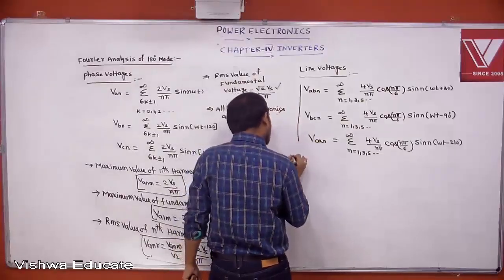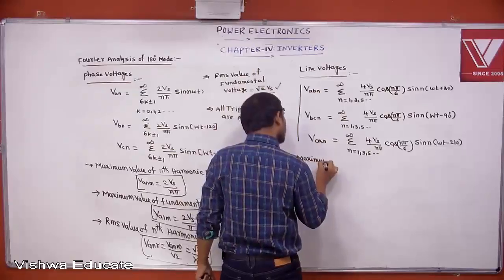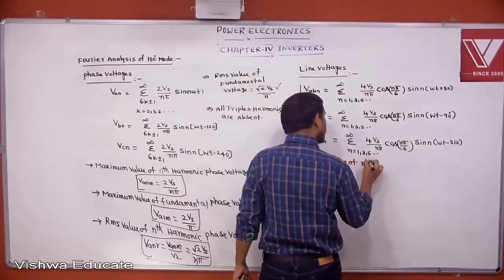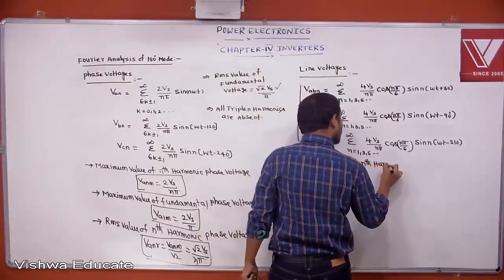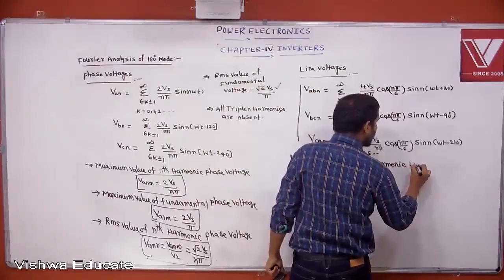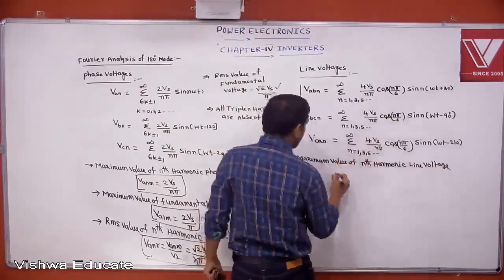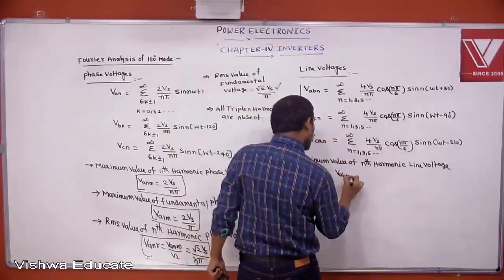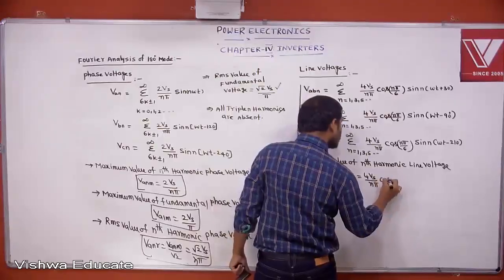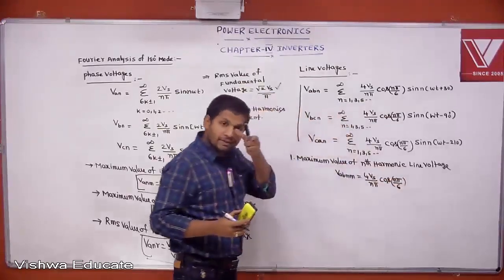For example, maximum value of nth harmonic line voltage. You tell me. How much? VABNM. How much, you tell me? 4 Vs by n pi cos n pi by 6. Without the function, the remaining term is taken as the maximum value.